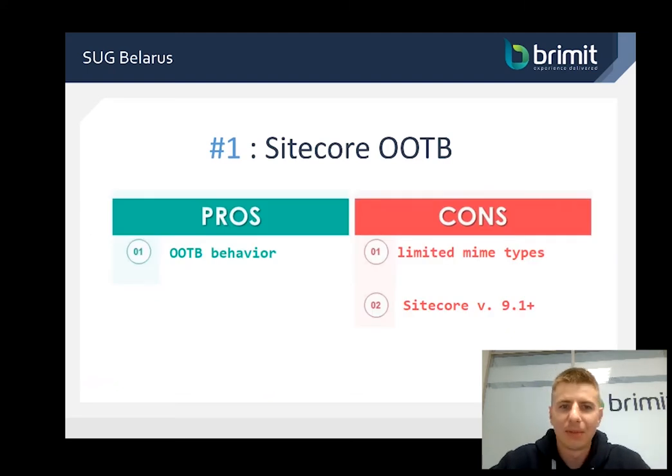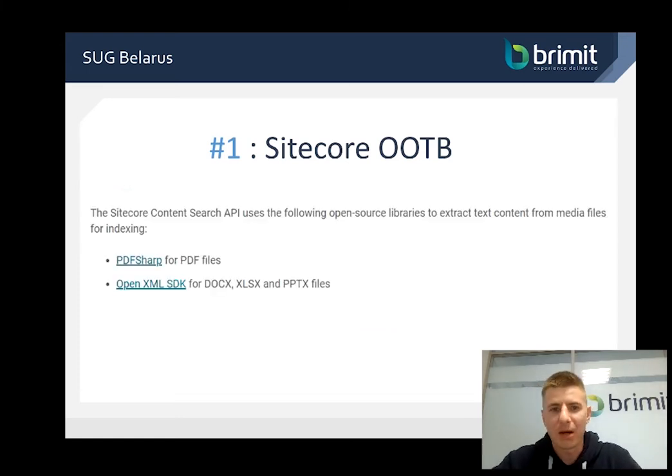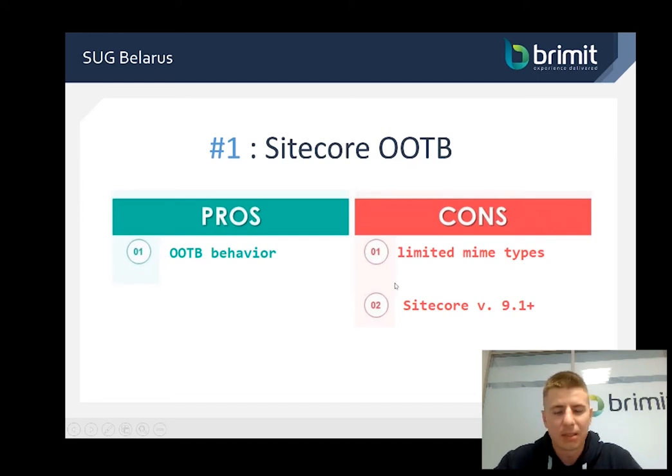Okay, if we compare the advantages and disadvantages of the Sitecore out-of-the-box solution, the pros of this implementation are, first of all, that you don't need any other installations or implementations, you can use it as is. The disadvantages, of course, are the limited count of MIME types, and a good point is that this out-of-the-box behavior for PDFSharp and OpenXML is supported only in Sitecore 9.1 and higher versions.